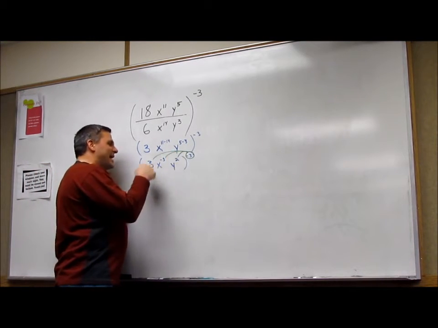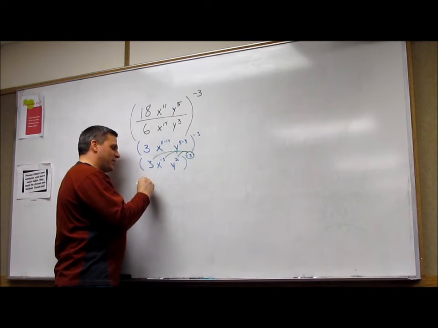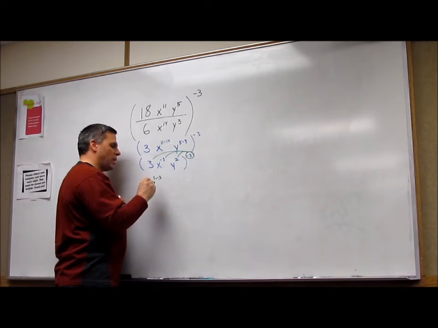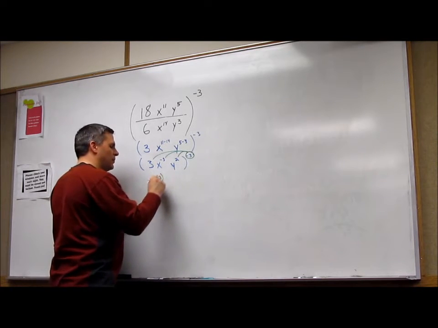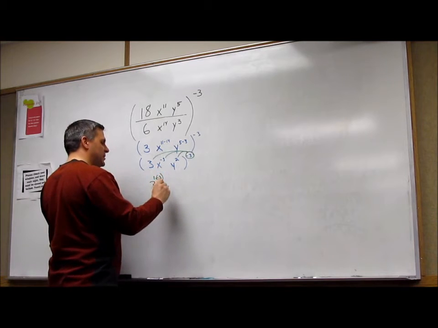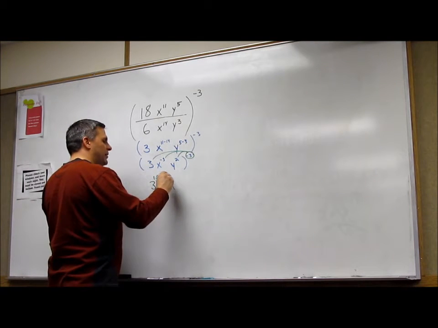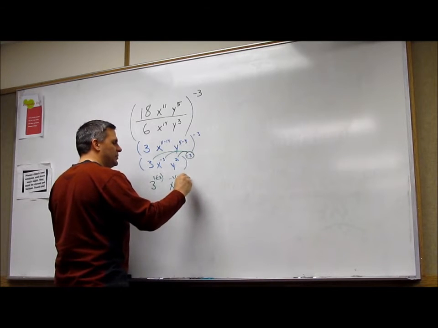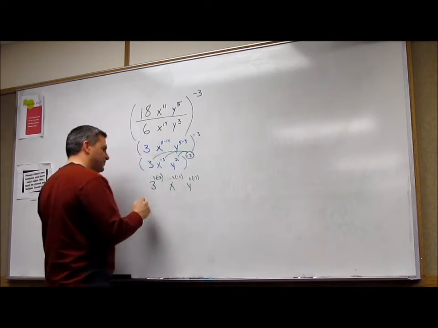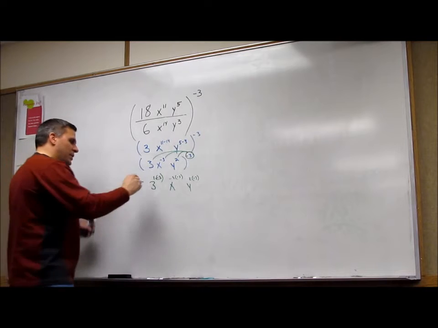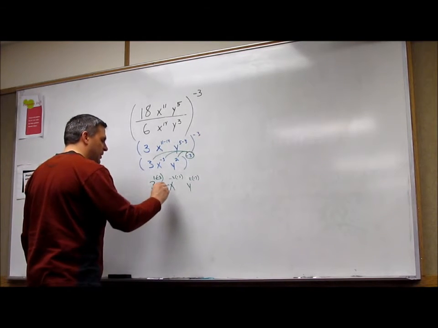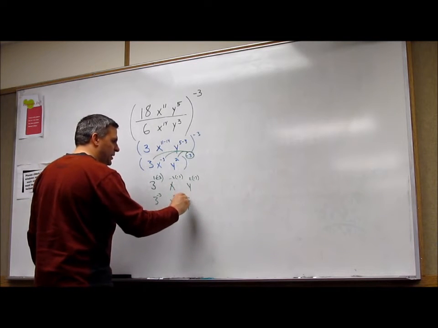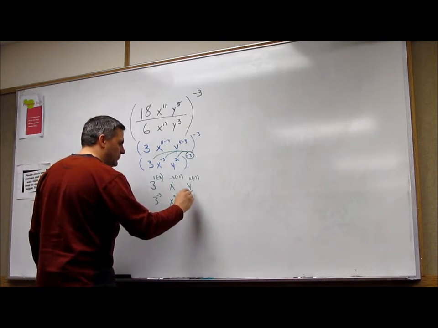Alright, so negative 3, so we got 3 to the 1 times negative 3. Okay? I'll just put that in parentheses. Might be easier to see. X to the negative 3 times negative 3. And y to the 2 times negative 3. So now I really have 3 to the negative 3, x to the 9, and y to the negative 6.